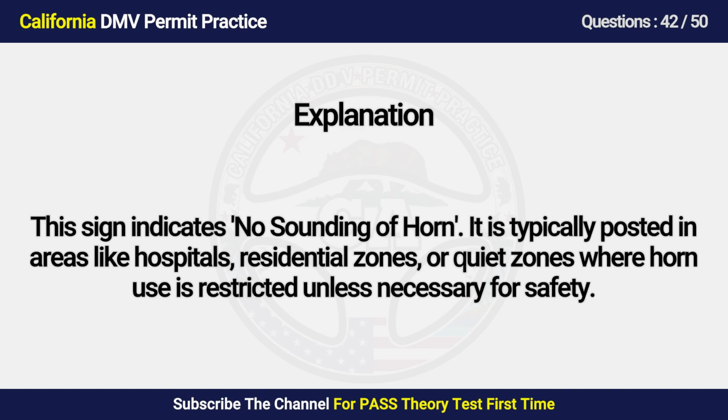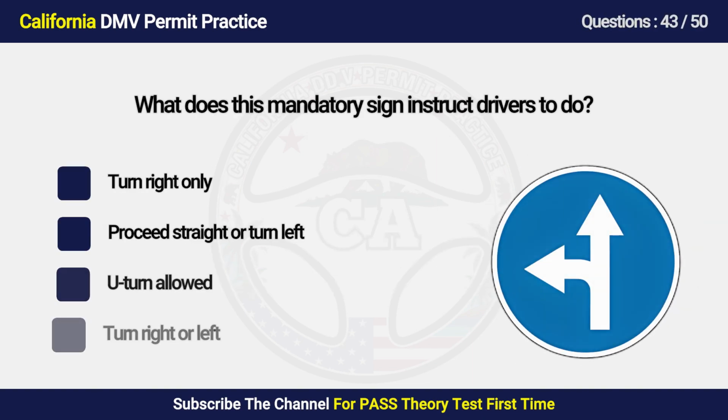for safety. Question 43. What does this mandatory sign instruct drivers to do? A, turn right only. B, proceed straight or turn left. C, U-turn allowed. D, turn right or left.